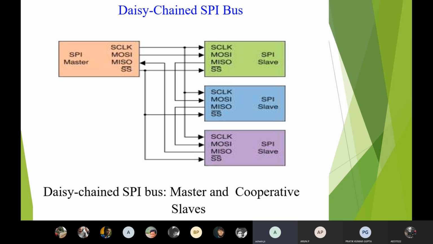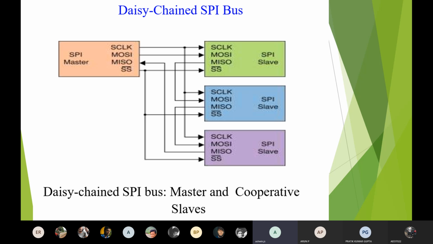After that, it will connect to your master, so it will look like a ring structure. The master can communicate with the first slave, the first slave communicates with the second slave, the second communicates with the third, and the third MISO is connected to the master. So again, it is like a ring structure, and the data is transferred in a circular manner.